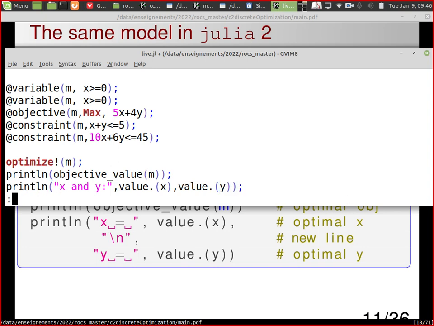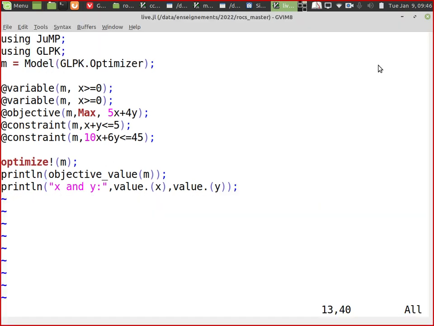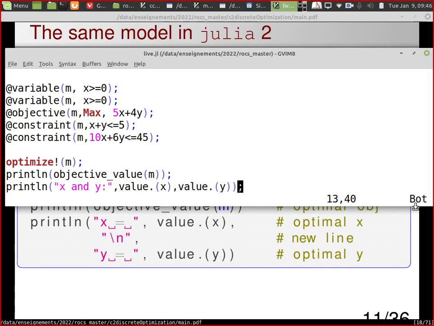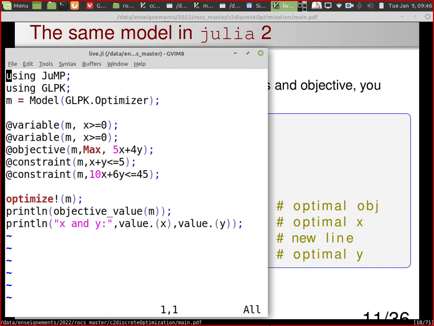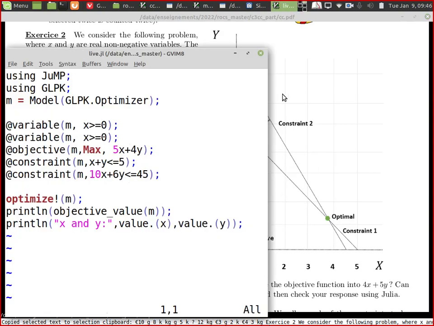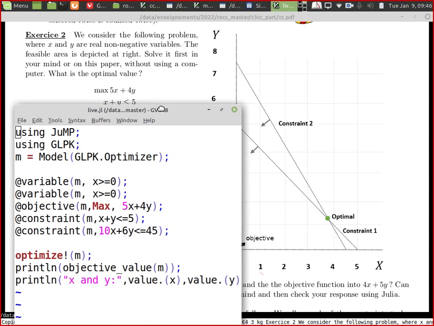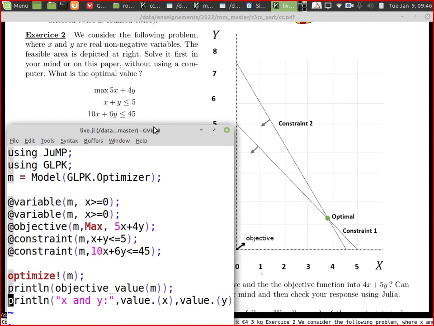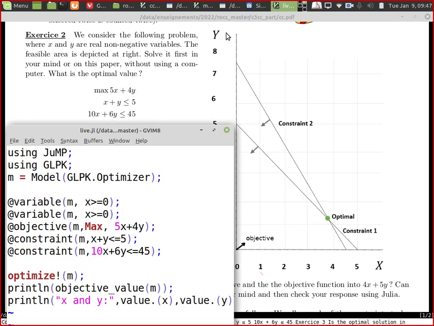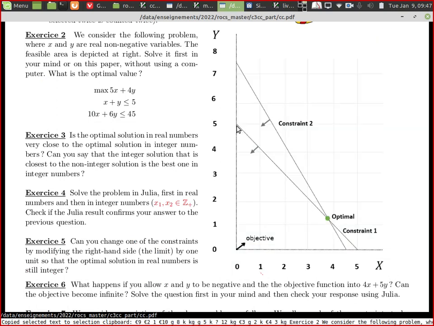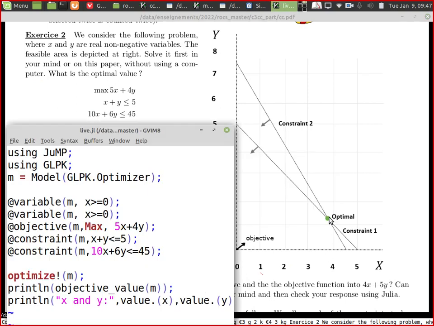So if everything is fine in this program, as expected, this short Julia program, this is everything I have, will solve this, okay? Yes. The feasible area is here, and the optimal value should be this point here, which means x is about 3.8 and y is about 1.2.